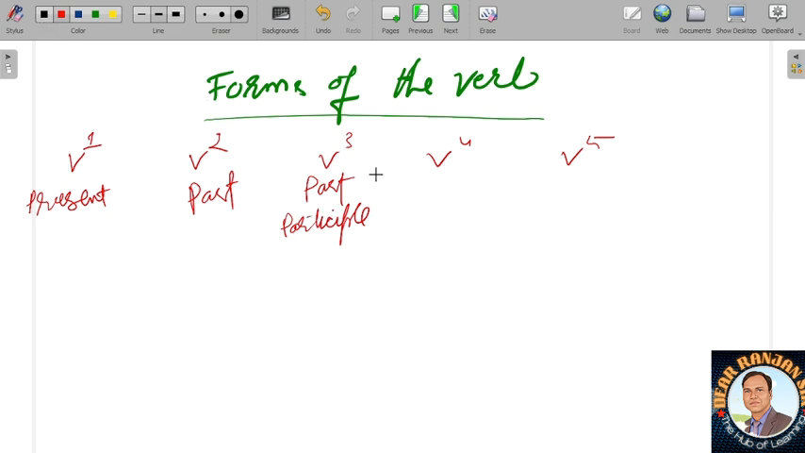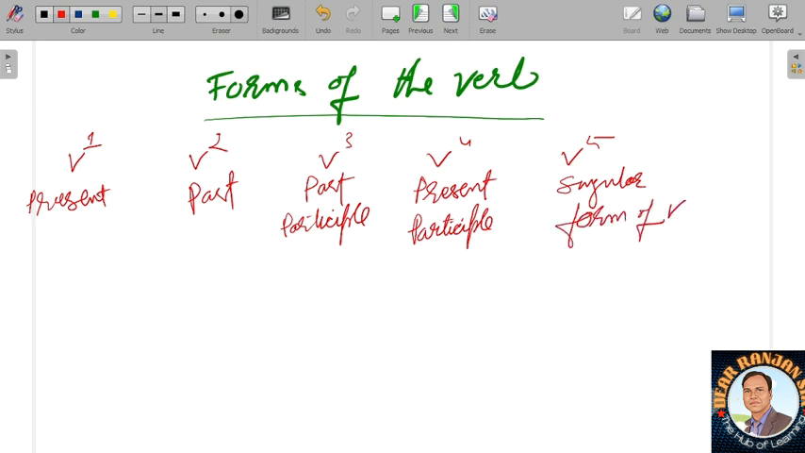And verb 4 is present participle. Understand? And this one is the singular form of verb, or we can say the S/ES form of verb. Understood? So these are the forms of verb.